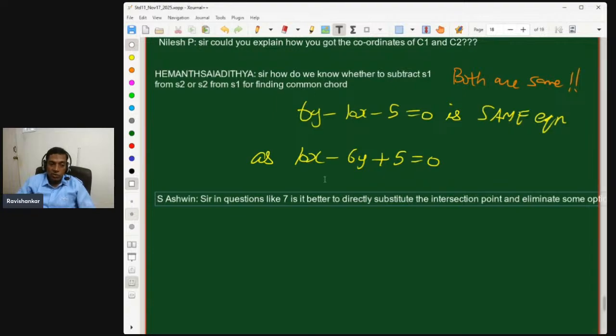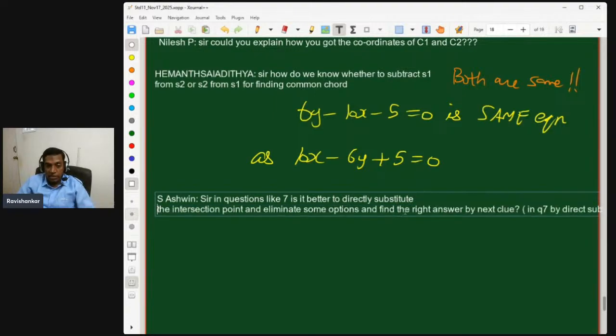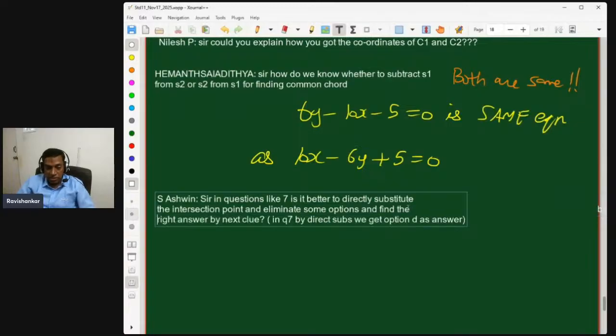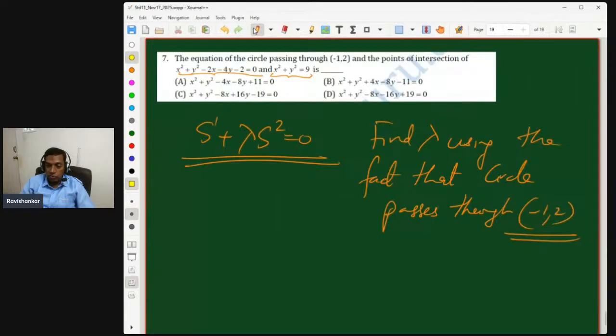Yes, Ashwin, in questions like 7, is it better to directly substitute the intersection point and eliminate some options and find the right answer by the next clue? In question 7, we get option D as the answer. Yes, if you feel like that is necessary, you can do that. Okay.